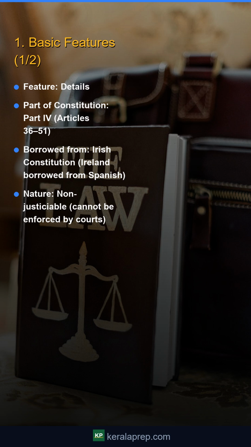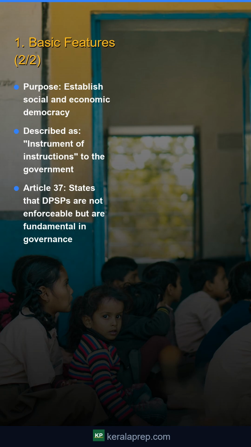1. Basic features. Part of Constitution: Part 4, Articles 36 to 51. Borrowed from the Irish Constitution; Ireland borrowed from Spanish. Nature: non-justiciable, cannot be enforced by courts. Purpose: establish social and economic democracy. Described as an instrument of instructions to the government. Article 37 states that DPSPs are not enforceable but are fundamental in governance.